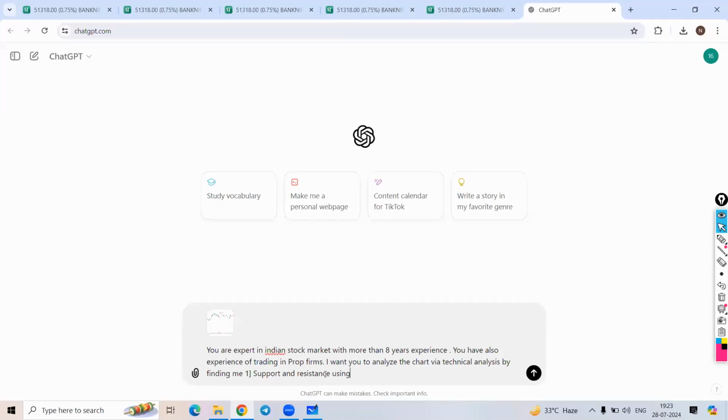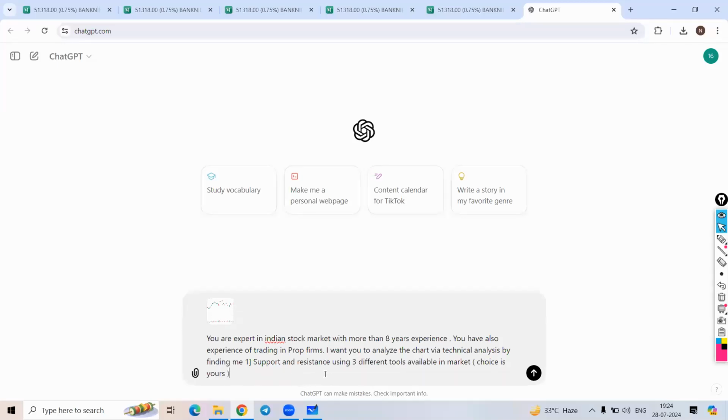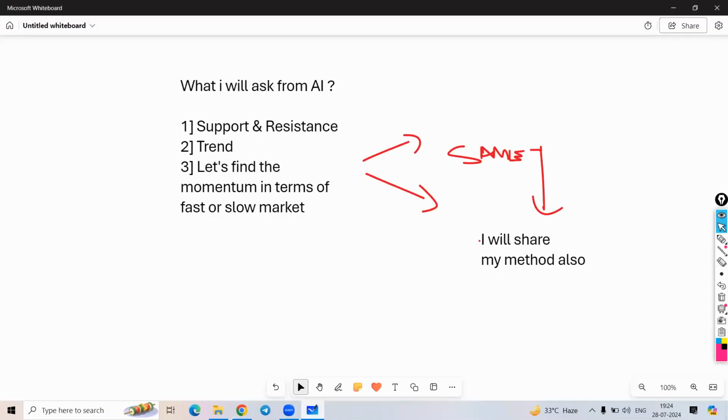Using three different tools available in market. Okay. Simple. Support resistance, we'll do it using three different tools available in the market. Choice is yours. That's it. I'm not going to do any choice, anything. Choice is yours. Number two, what we want? Trend.